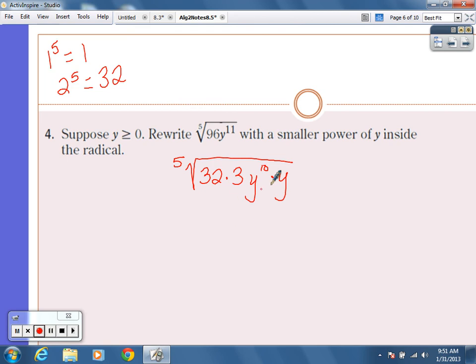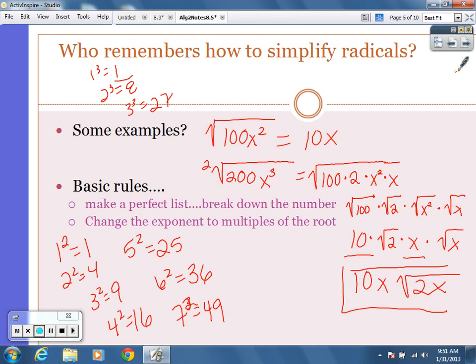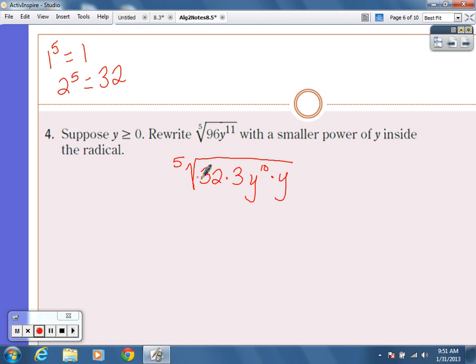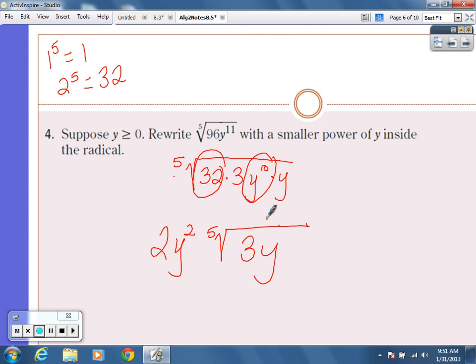Okay, here's how I usually do it. Back here I wrote each one as a separate radical. Usually what I do is I circle the things I can take out. Fifth root of 32, I can take you out. Fifth root of y to the 10th, I can take you out. What is the fifth root of 32? Well, that's 2. What is the fifth root of y to the 10th? That's y squared, because that's 10 over 5, which is 2. What's left underneath that radical? It is a fifth root. Don't lose your root value here. 3y is still underneath, and that cannot be simplified. So this is how we can rewrite the fifth root of 96y to the 11th with a smaller power of y. Okay, I hope that makes sense.